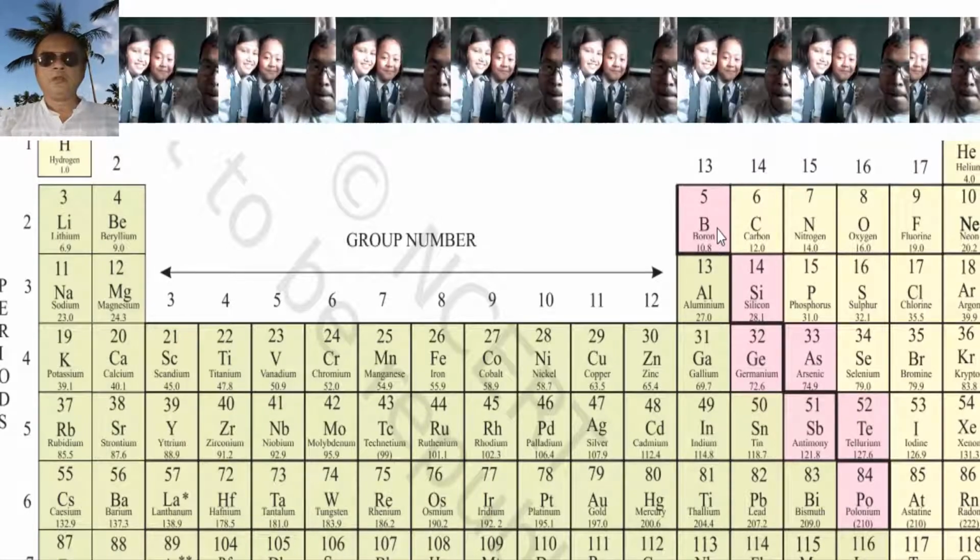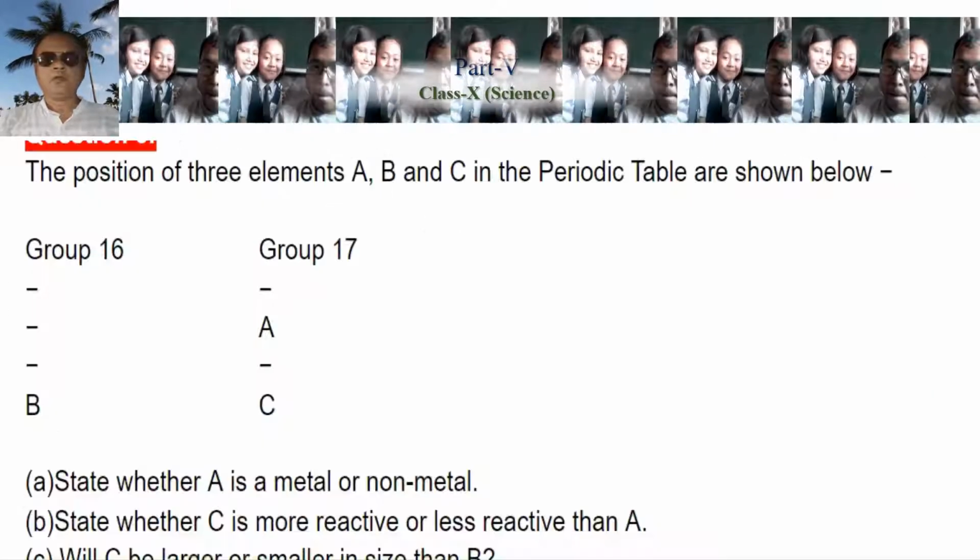B, boron has 5 electrons. Okay, 5, 13, 2, 3. Okay, 3 electrons in the outermost shell.